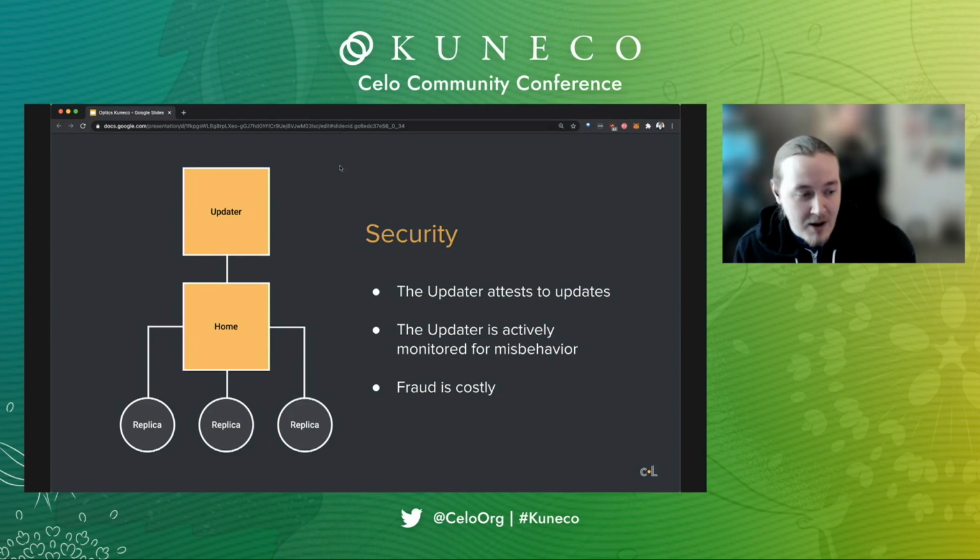It is possible for the updater to attest to fraudulent commitments. And this is a big departure from the relayed security model. Optics permits fraud. However, we bond the updater and we ensure that frauds are publicly verifiable. So if the updater ever commits fraud, we know that we can slash them and revoke their bond.